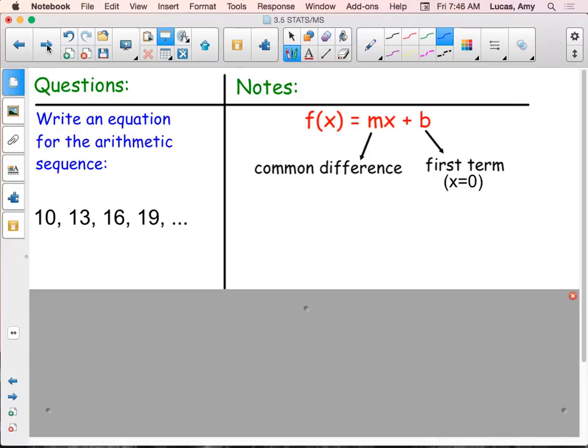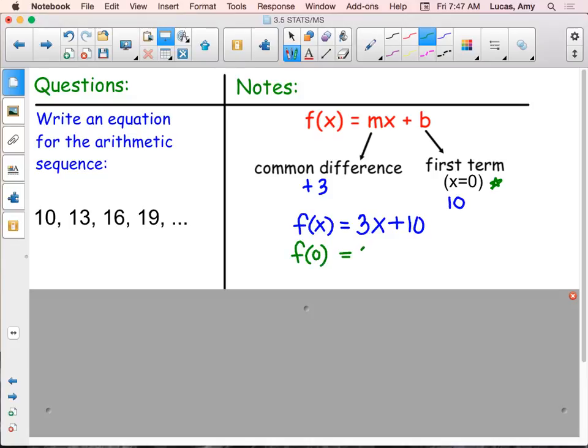So, our common difference on this sequence is 3. It's going up 3. And our first term in the sequence is 10. So my equation is f of x equals 3x plus 10. Then I'm going to plug in x equals 0, just to make sure that I've written my sequence correctly.